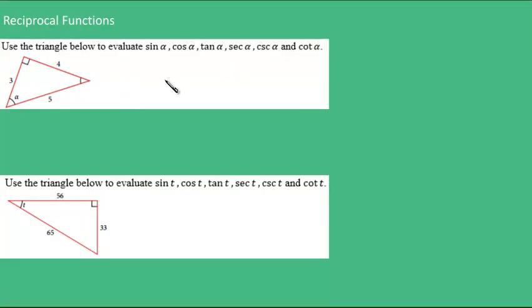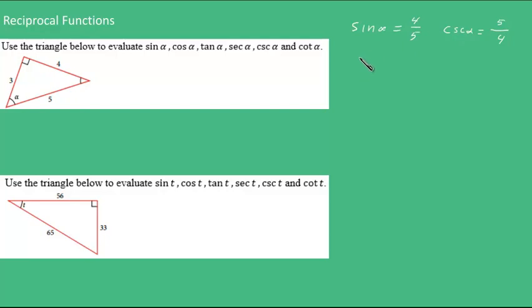Here are some more examples. So for this one, let's find the sine, cosine, tangent, secant, cosecant, and cotangent. So the sine is going to be equal to the opposite, which is 4, over the hypotenuse, which is 5. Now the cosecant is going to be equal to the hypotenuse, which is 5, over the opposite, which is 4. So notice they're reciprocals of each other. 4 over 5, 5 over 4.